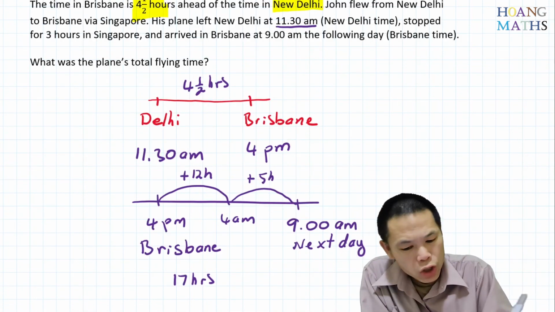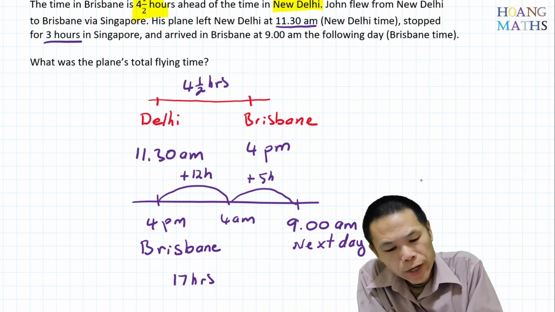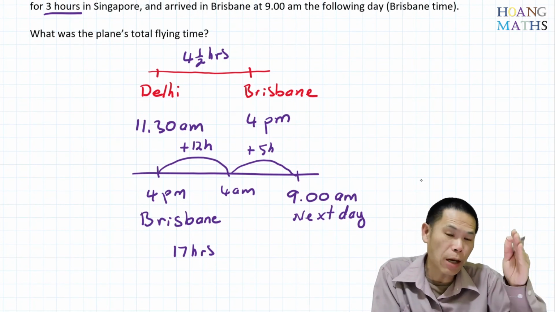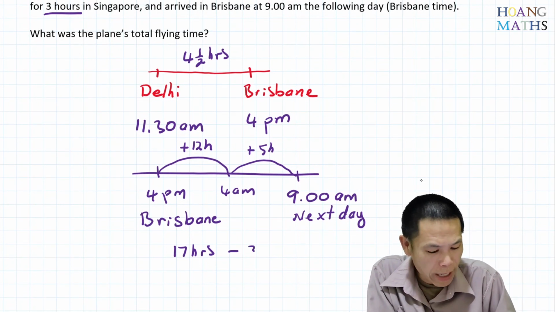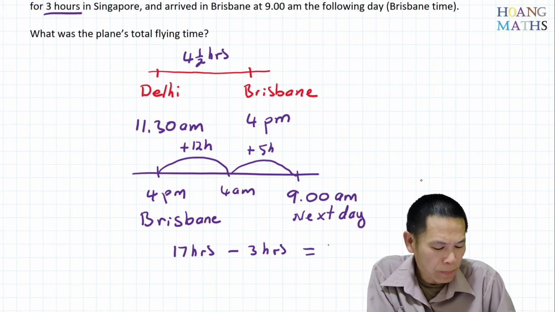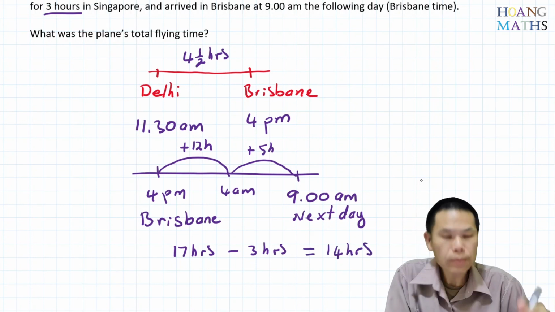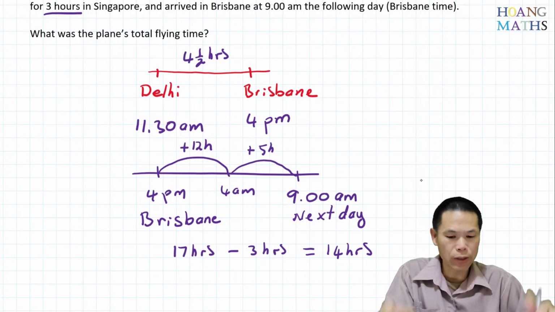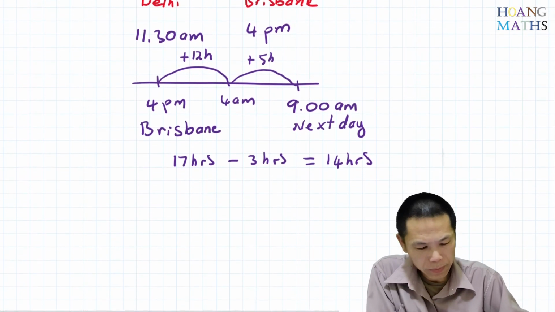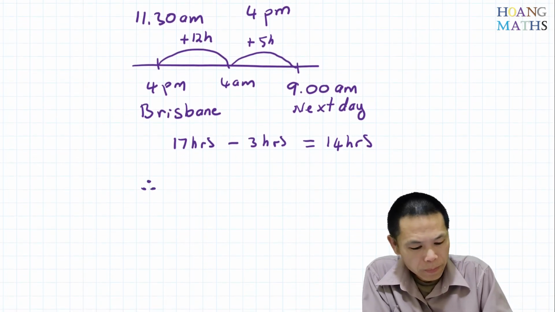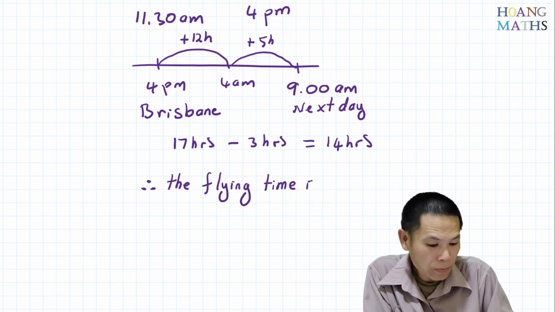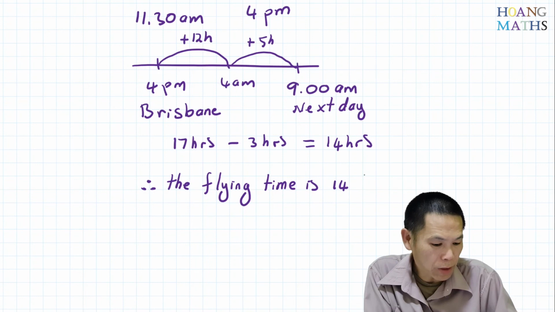But then we know that John stopped in Singapore for 3 hours. So therefore we need to minus that, because his flight stopped at Singapore for 3 hours. So we minus 3 hours, so this is 14 hours. So therefore the flying time is 14 hours. Let me just write this down. So therefore the flying time is 14 hours.